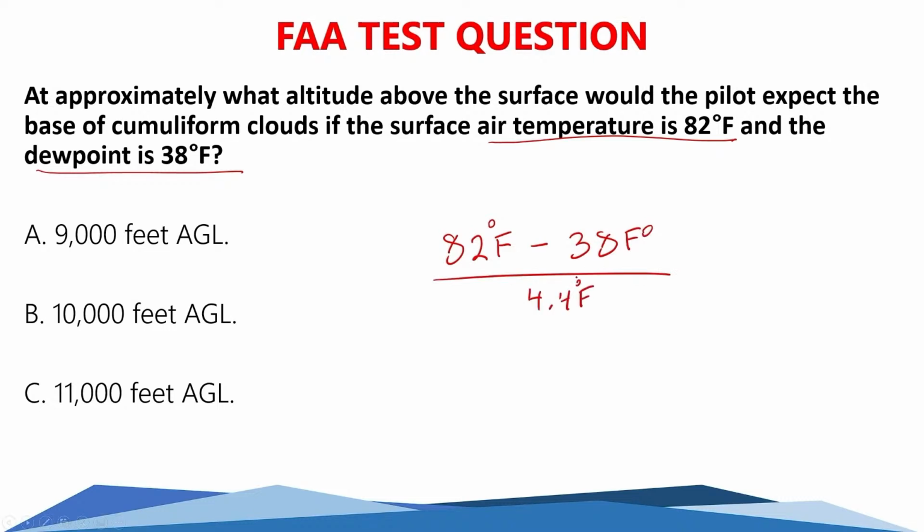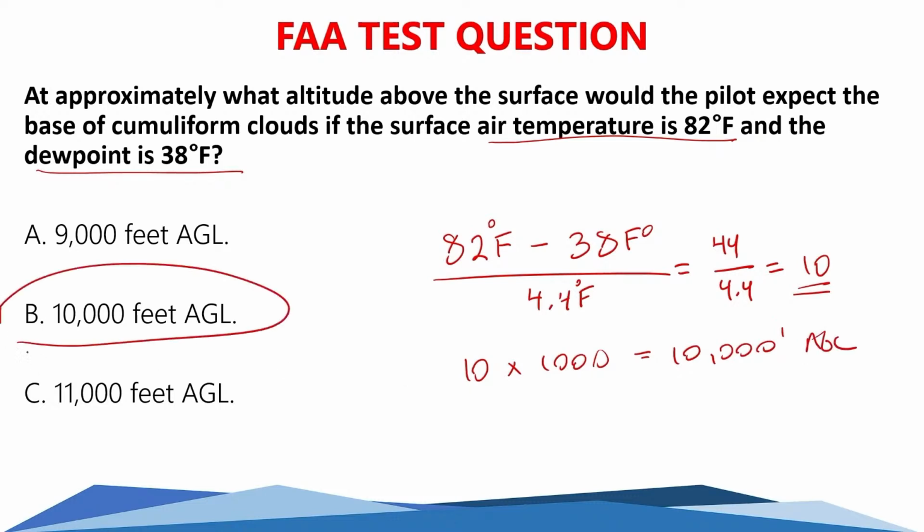Simple math, 82 minus 38 gives us 44, divided by 4.4, which would be 10. Then you take this value and multiply 10 times 1,000, which gives us 10,000 feet AGL, and the correct answer would be B. We had about 91% of the class get that, so pretty simple.